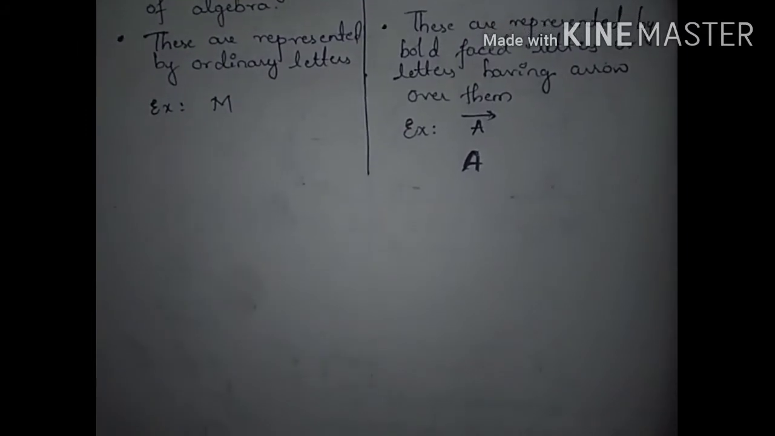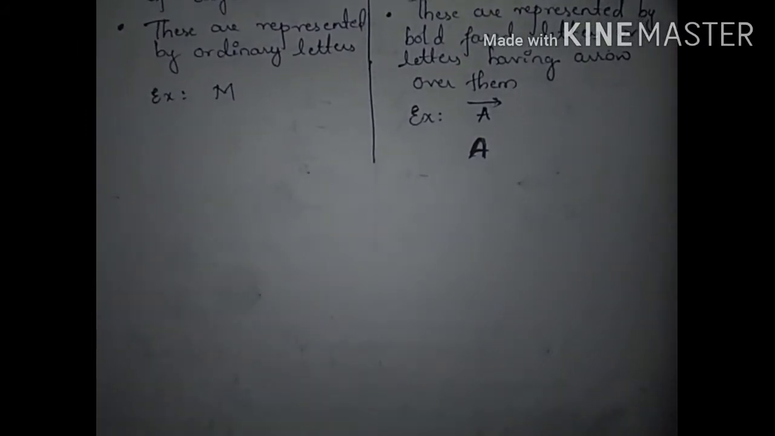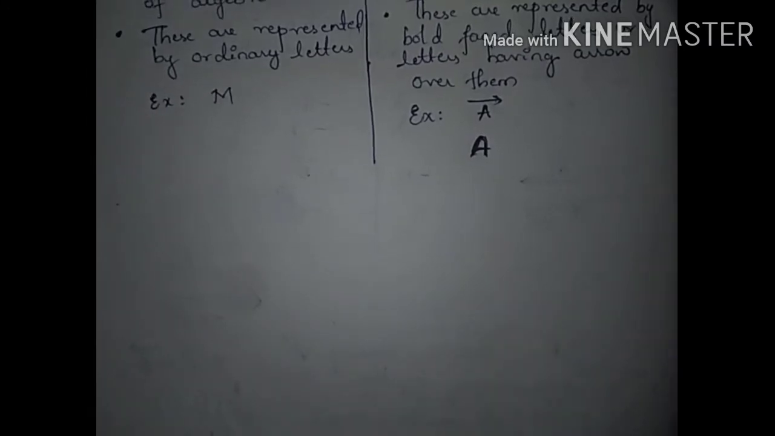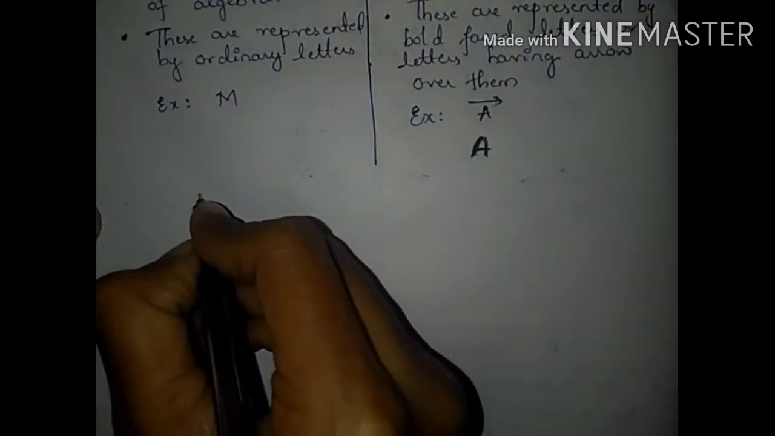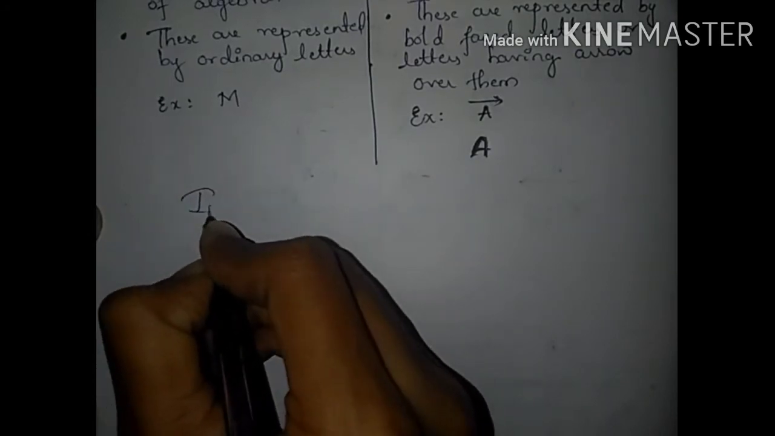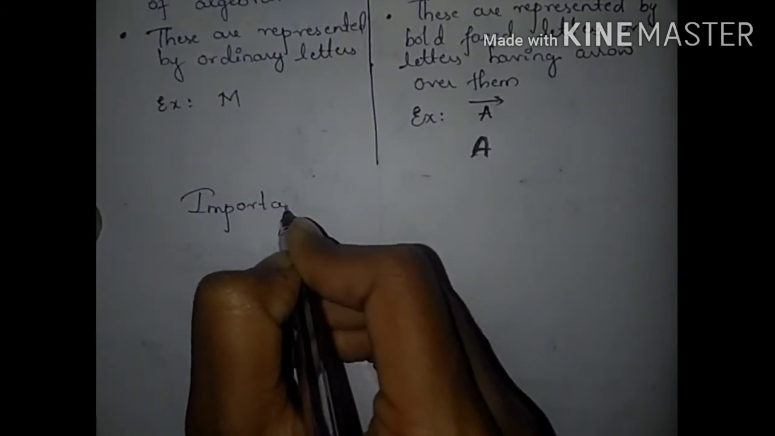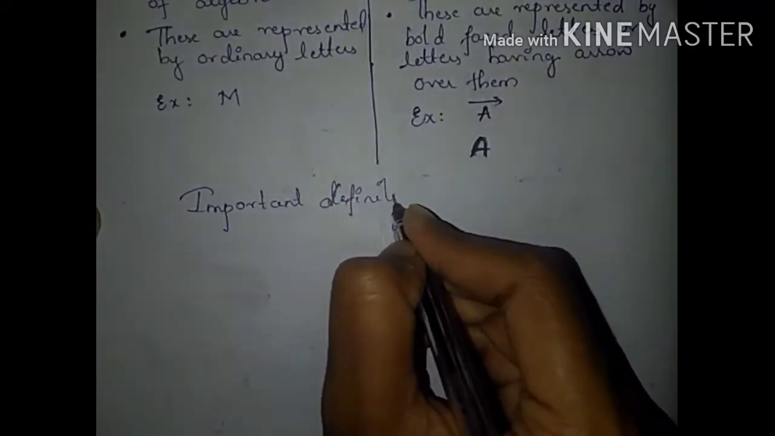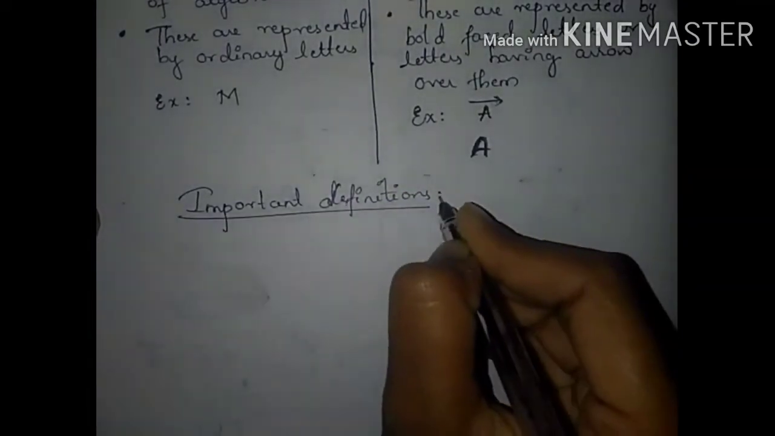Now let us learn a few definitions in this chapter on vectors. These are very basic as well as important definitions. In the last class we learned equality of vectors, so let us start with that. You have basically 6 definitions here.